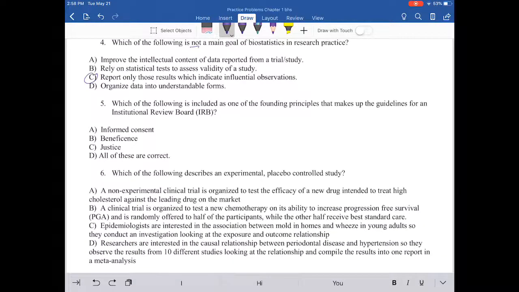Number 5, which of the following is included as one of the founding principles that make up the guidelines for an institutional review board or an IRB? The correct answer is D. All of these are needed and are used for an IRB and ethics when it comes to research.